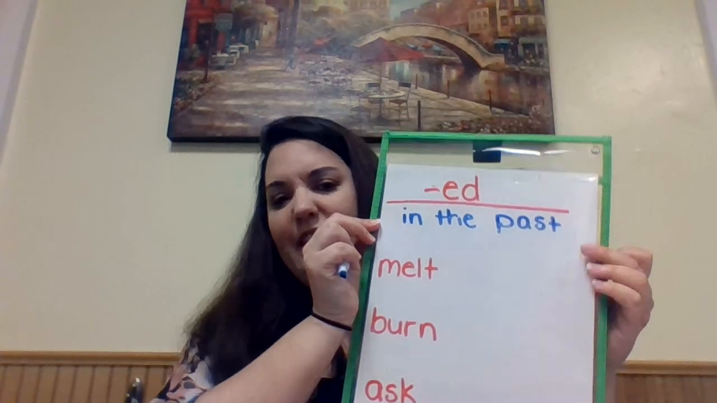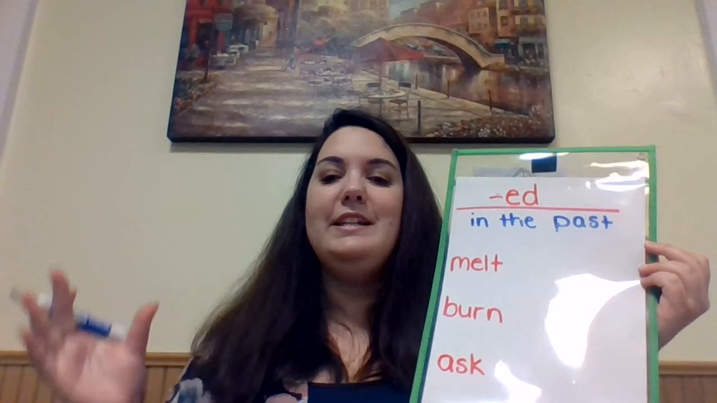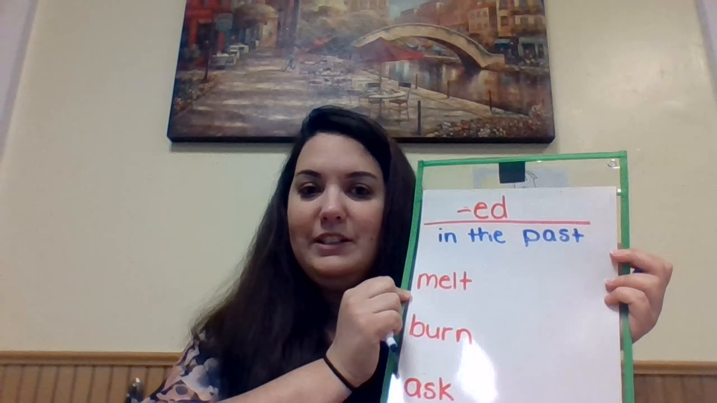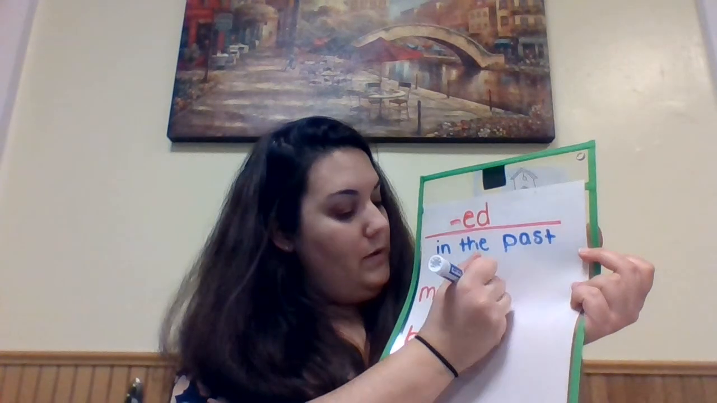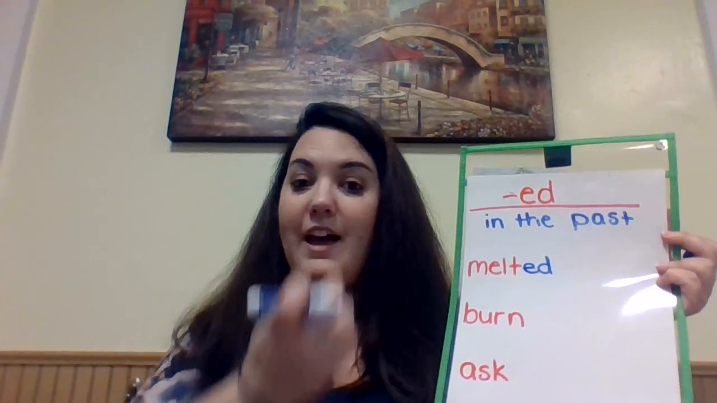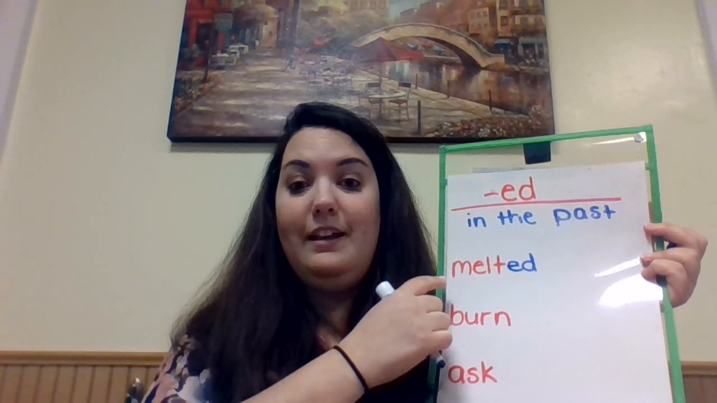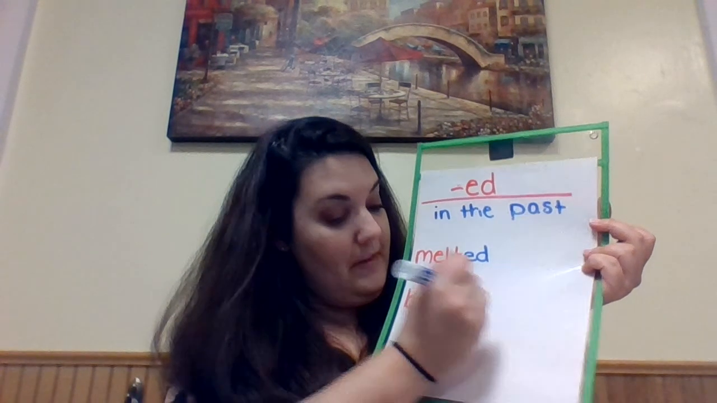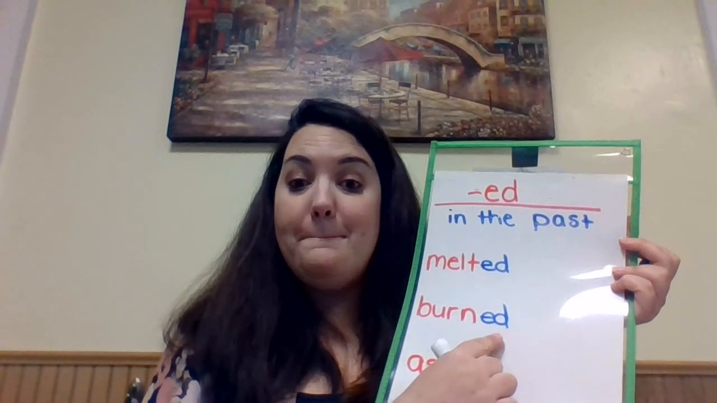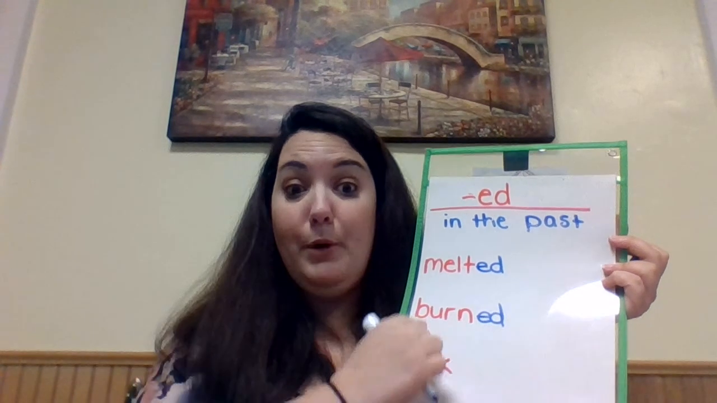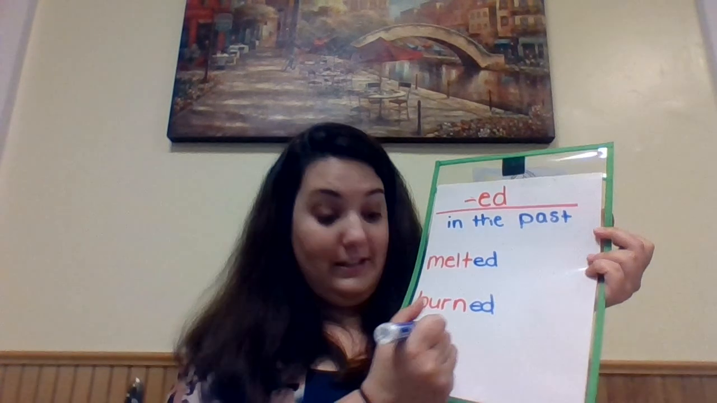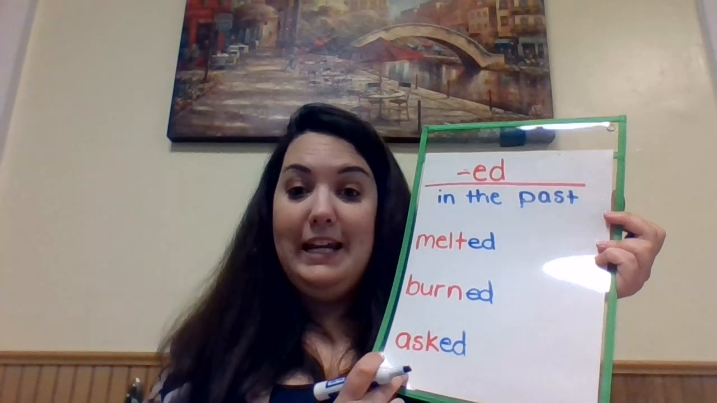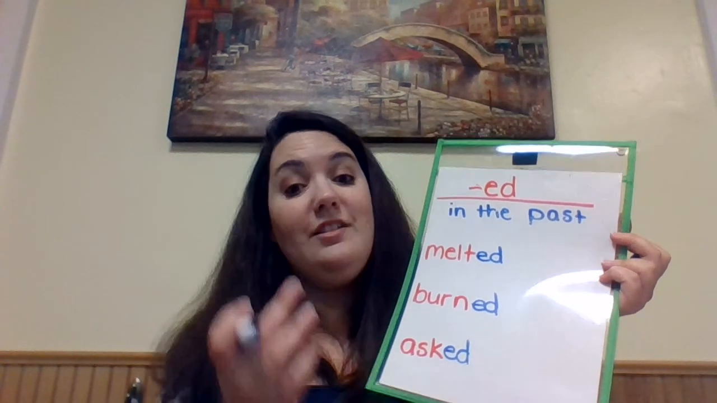Now we have ed. This means that it's happened in the past. So here I have melt. If melt has already happened, I can add ed to it, and now I have melted. That means that this melted in the past. Burn, when I add ed to burn, it becomes burned. Burned means something was burned in the past. Ask. If I add ed to ask, it means that this happened in the past. So I asked a question yesterday.